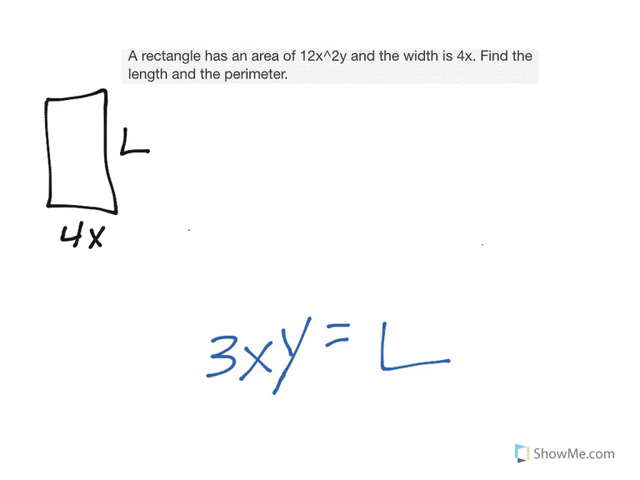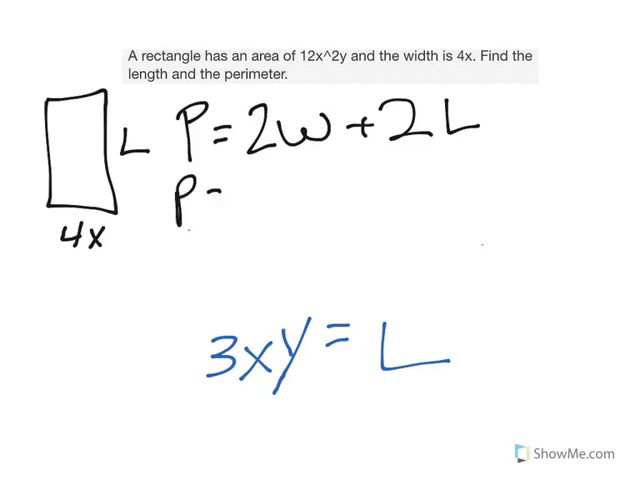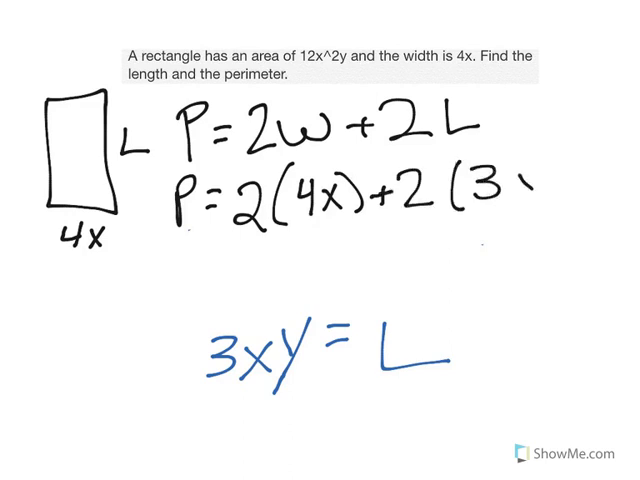So now we want to find the perimeter of the shape. So perimeter of a rectangle is 2 width plus 2L, just adding up all the sides. So P equals 2 times the width, which was 4x, plus 2 times the length, which is 3xy. So this is pretty simple multiplication. There's no variables outside of the brackets, so we just multiply the coefficients.